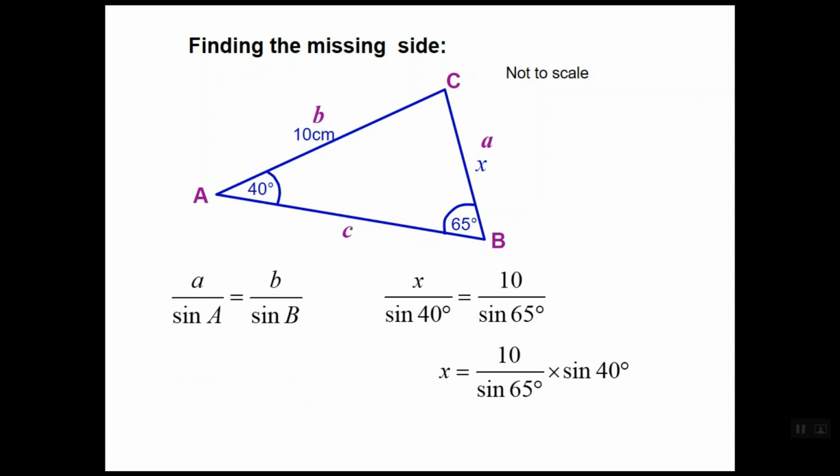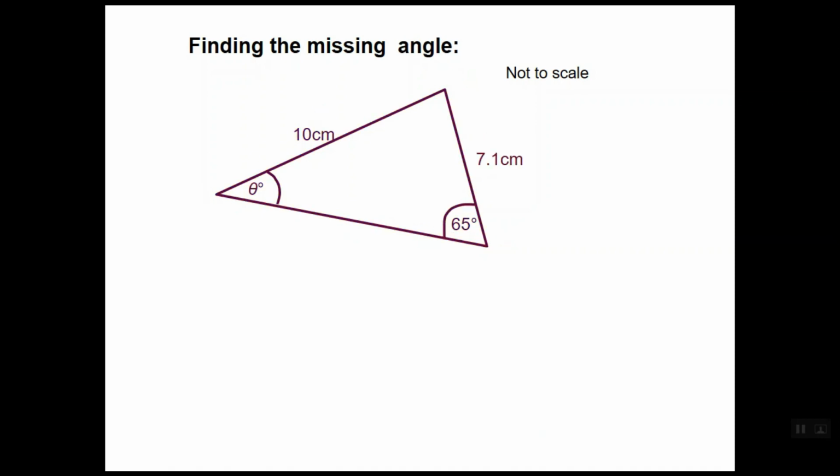All we need to do now is to multiply both sides by sine 40 degrees so we can solve for x. We input that in our calculator and we should get an answer of 7.09 centimeters, correct to 3 significant figures. Now let's look at a second example.